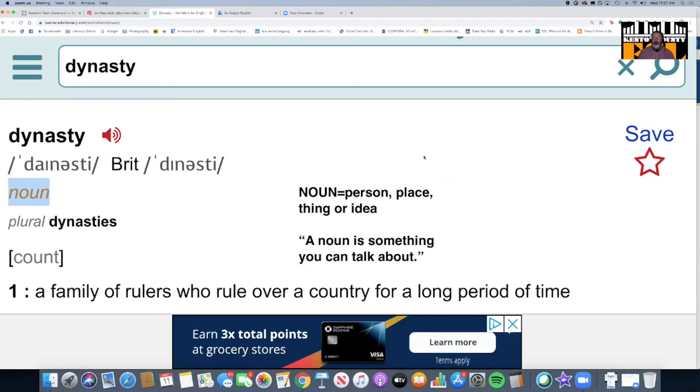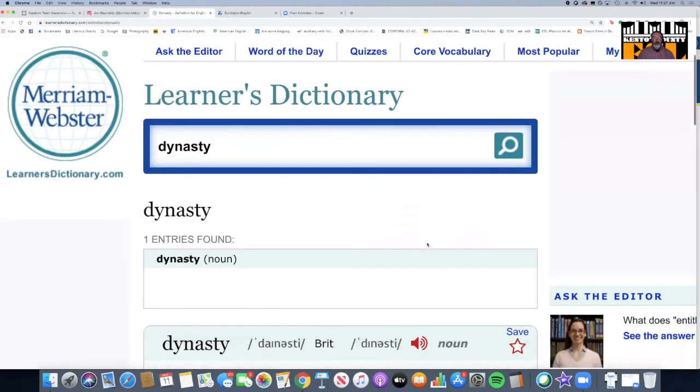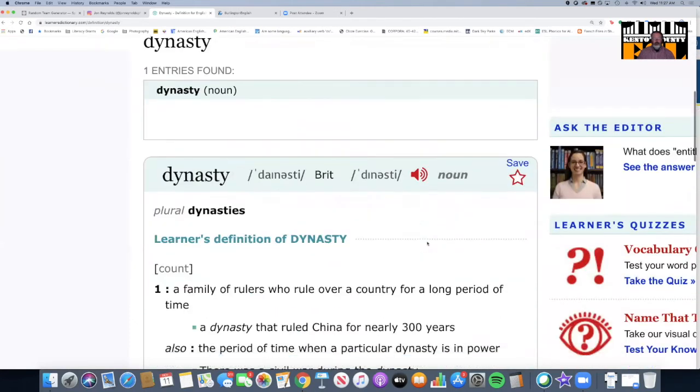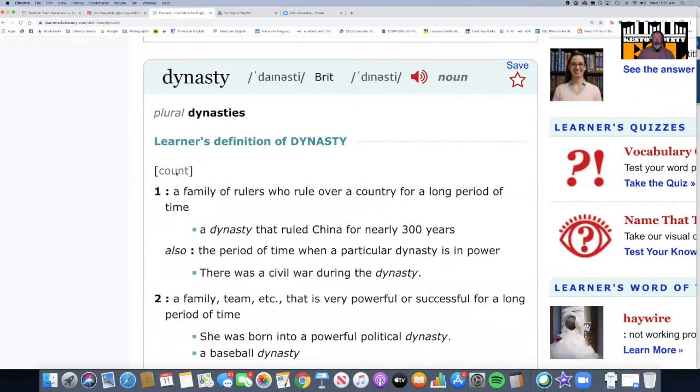Now, the nice thing about the Learner's Dictionary, I'm going to zoom out just for a little bit. Okay. One of the nice things about the Learner's Dictionary is that often they will give us examples. So again, there's that first definition, and notice it is a countable noun. So we can have dynasty and dynasties, right? Notice when we use the Y, we change it to I-E-S. But notice it says it's a family of rulers, right?